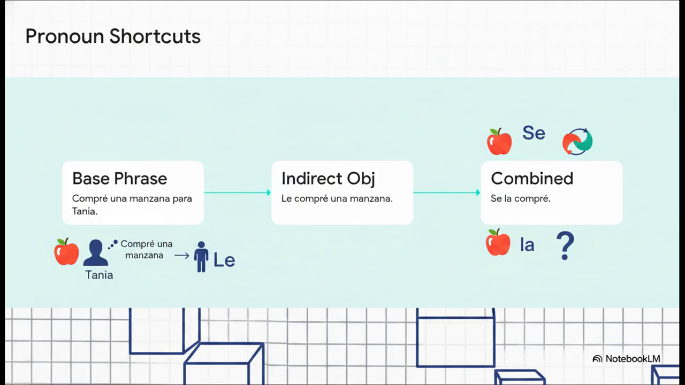Step 1. The full sentence. Compré una manzana para Tania. I bought an apple for Tanya. Step 2. Let's use the indirect shortcut for Tanya, which is le. Le compré una manzana. I bought her an apple.